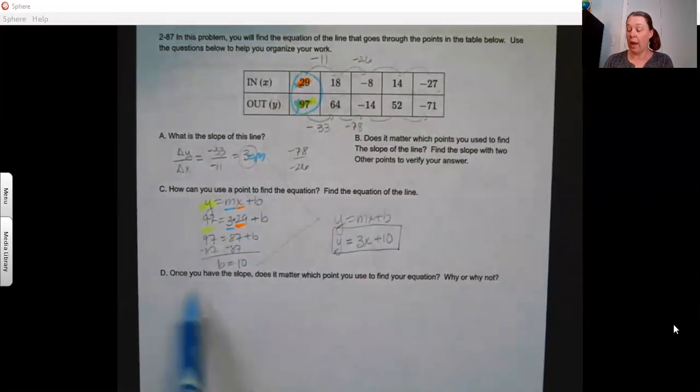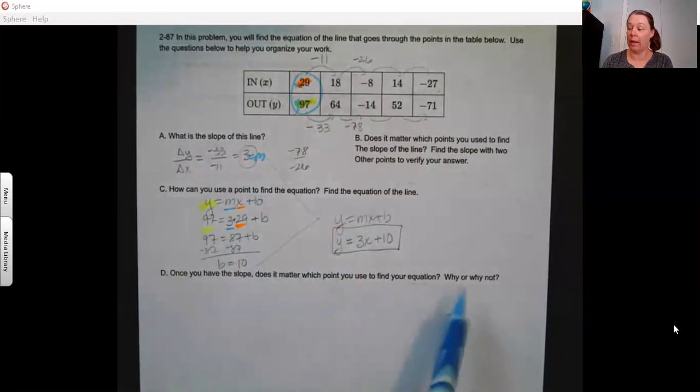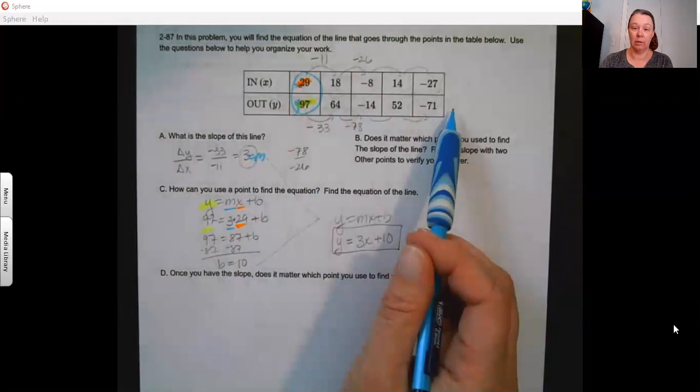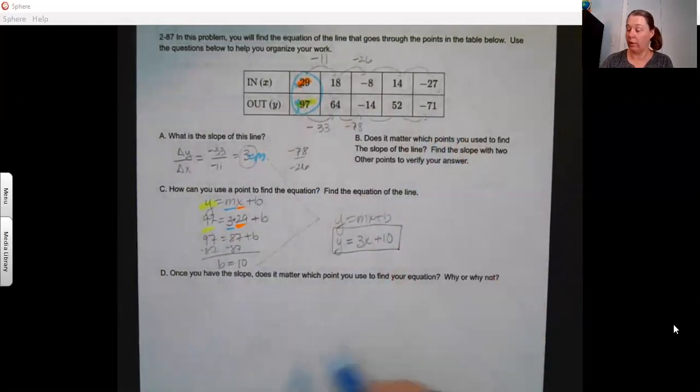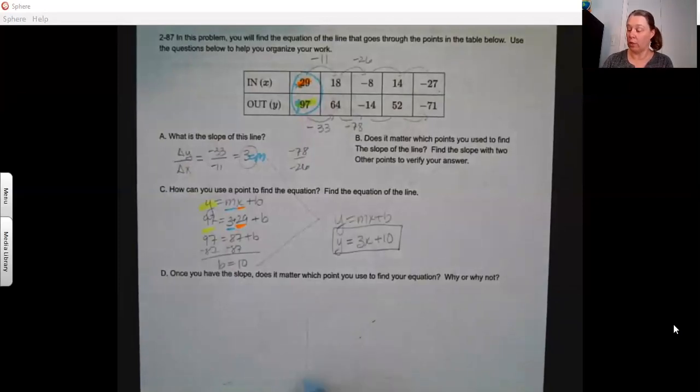All right, once you have the slope, does it matter which point you use to find your equation, why or why not? Well, if you think about it, these are all on the same line, right? So they're all on a line. You got a 29, 87, then you got an 18 and a 64, you got a -8 and a 14, or -14, like, maybe over here, you got a 14 and a 52, maybe over here, -20. So they're all falling on a line.